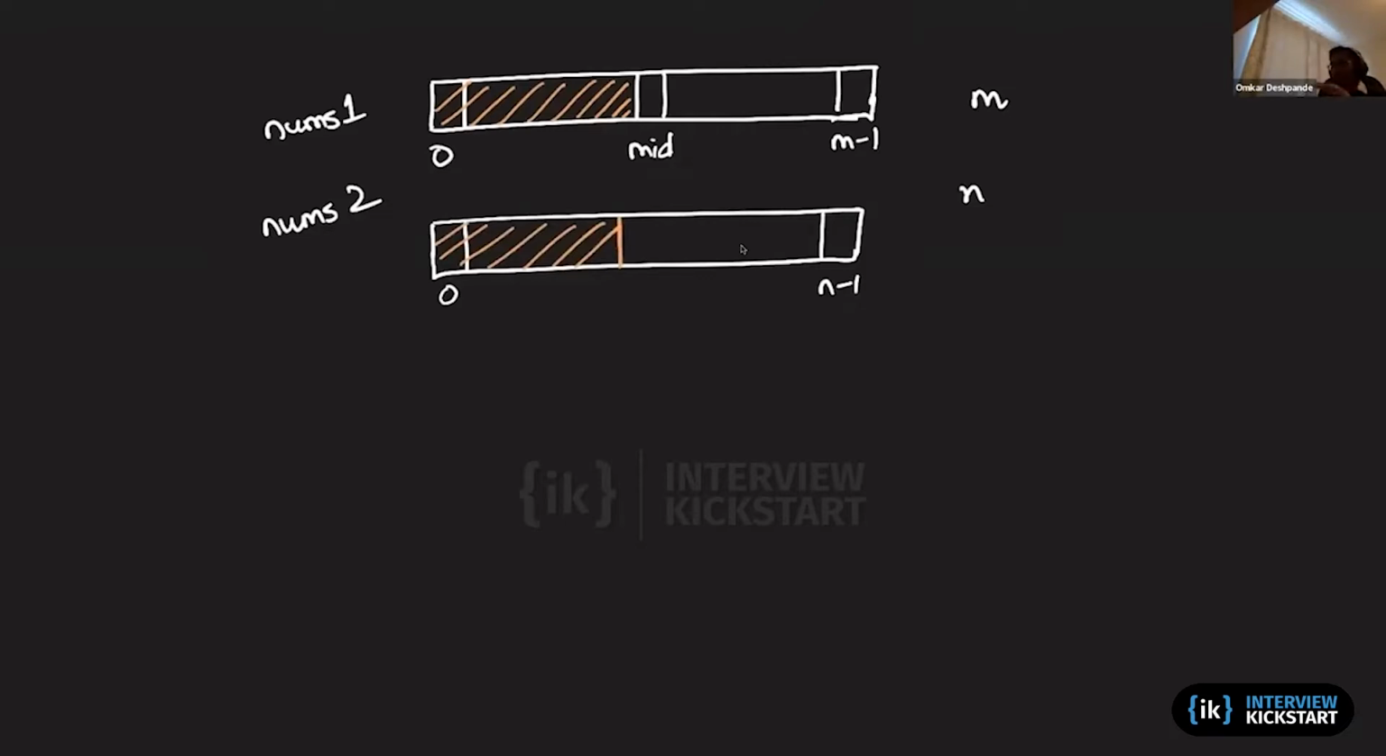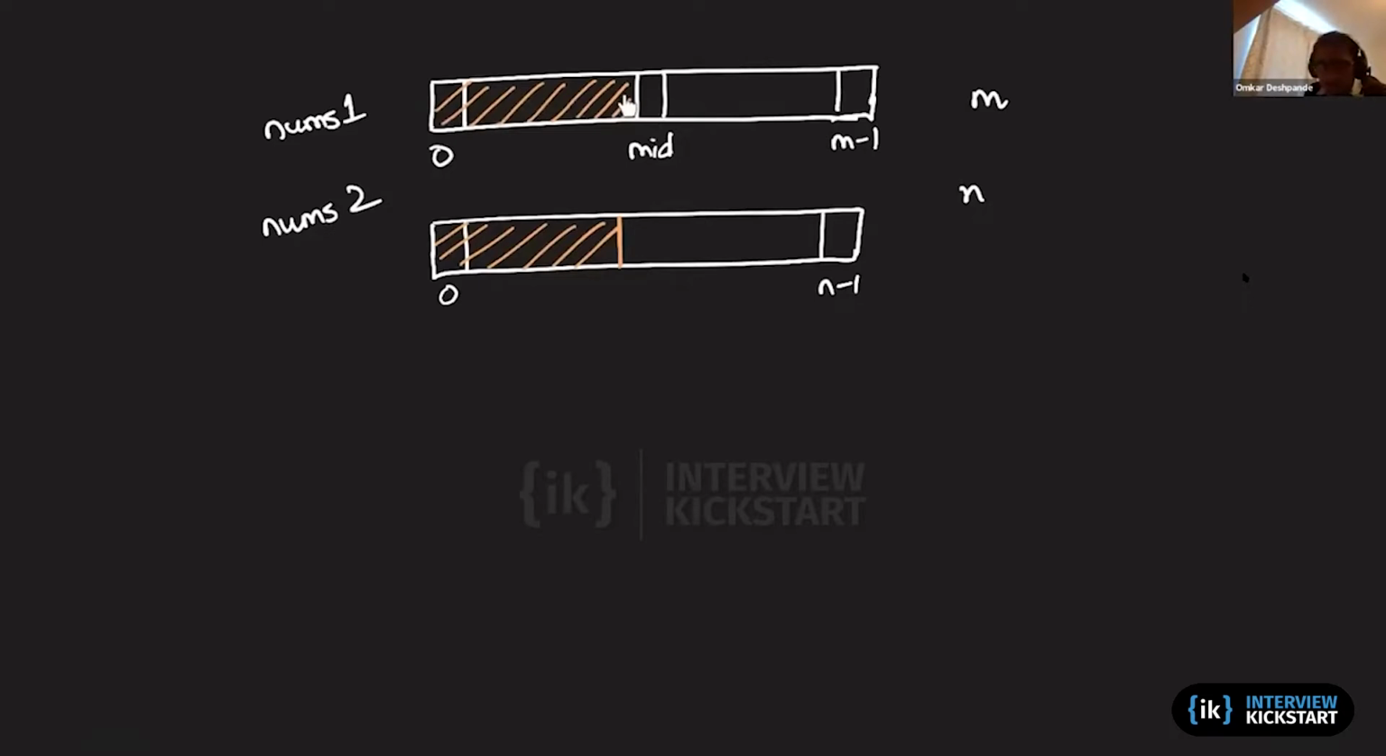We know that if we had to merge these two sorted lists together, as in the brute force approach, this mid value would be exactly the kth value in that merged version of the two sorted arrays. That means the number of values in these two orange regions combined must be equal to k minus 1. That's the condition for this mid value to be the kth smallest element overall.